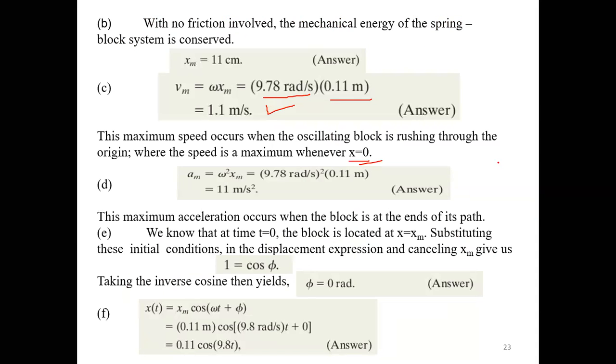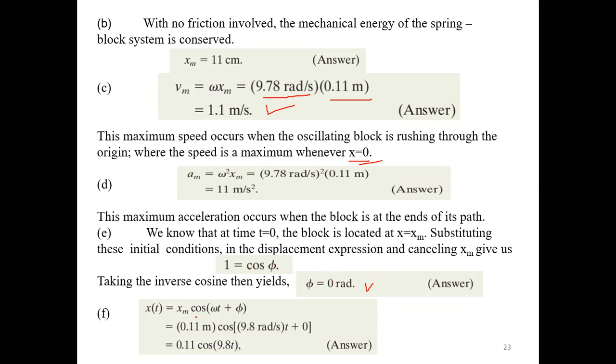Okay, so to find out the maximum acceleration, we know that at t equal to 0, the block is located at x equal to xm. Substituting the initial condition in the displacement expression and cancelling xm gives us 1 equal to cos of phi, because you know x equal to xm cos of omega t plus phi. From there you can calculate phi equal to 0.